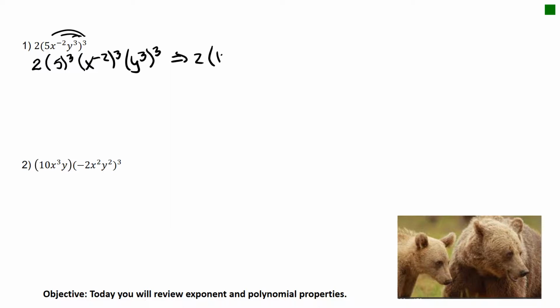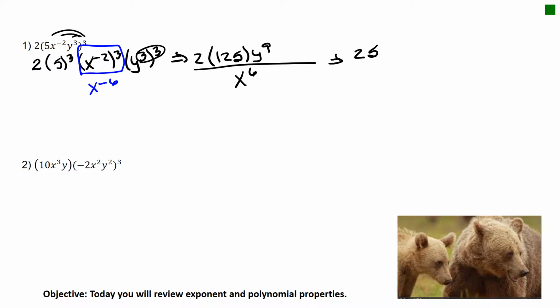5 cubed, 5 times 5 times 5 is 125. X to the negative 2, this one right here, is x to the negative 6. So I'm going to go ahead and put it on the bottom. And then creepers multiply your fear, remember, so it's y to the 9th. So my final answer is 250 y to the 9th over x to the 6.